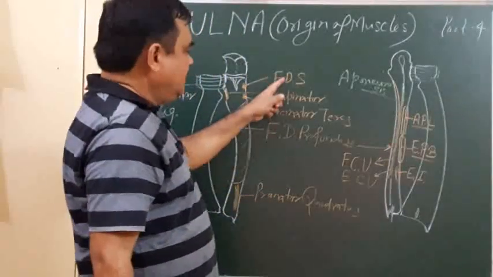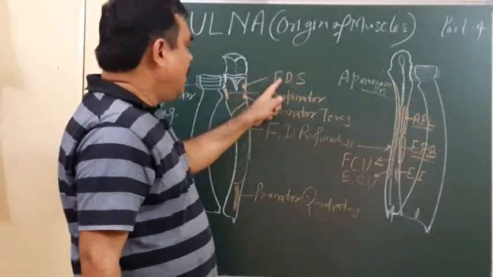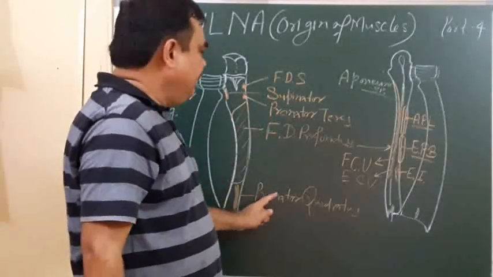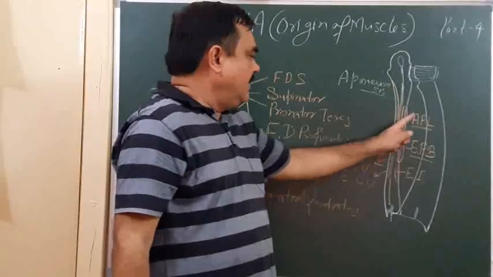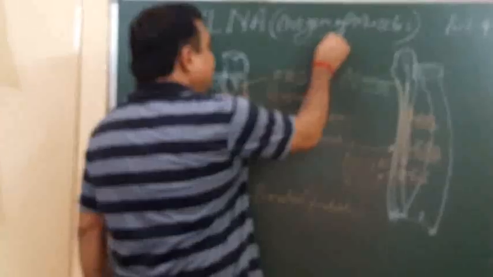So here you can see the number of muscles that take origin from the ulna. 1, 2, 3, 4, 5, 6, 7, 8, 9, 10. So 10 muscles take origin from the ulna.